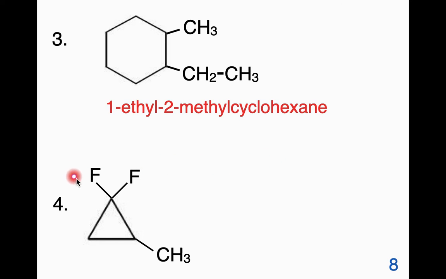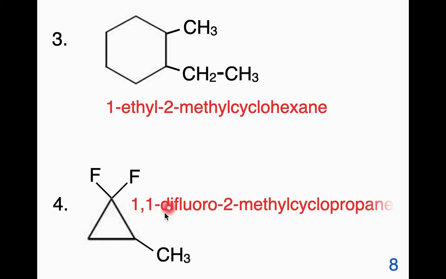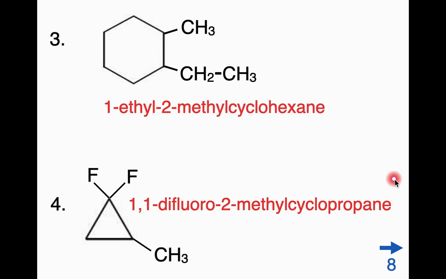Now for this, we have halogens on an otherwise hydrocarbon. So this carbon will be our carbon number 1. And so we have 2 fluorines. So this would be 1,1-difluoro 2-methyl cyclopropane. I hope the logic of the IUPAC naming system is kicking in, because once you get it, you kind of impress yourself on your ability to name a compound that you've never seen before. Okay, that's it for cyclic hydrocarbons.